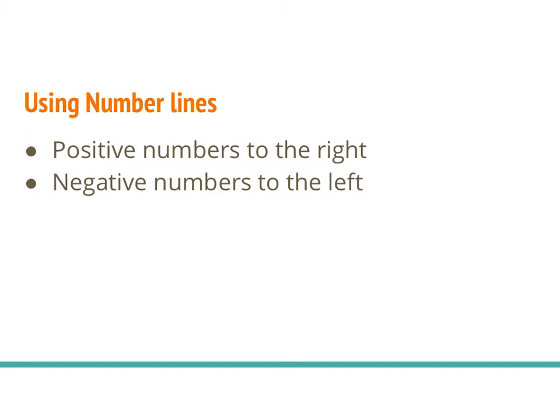So we are going to talk about using number lines to add integers. Remember that whenever we have a slide like this, you write the slide title, so using number lines, and write both of these bullet points. The first one says positive numbers to the right, negative numbers to the left. Right? So what we're going to do today is practice not only plotting on a number line, but using a number line to help us add numbers that are positive and negative.